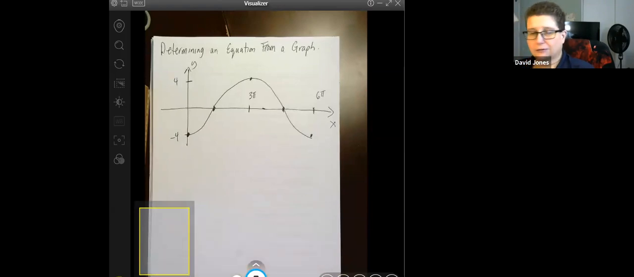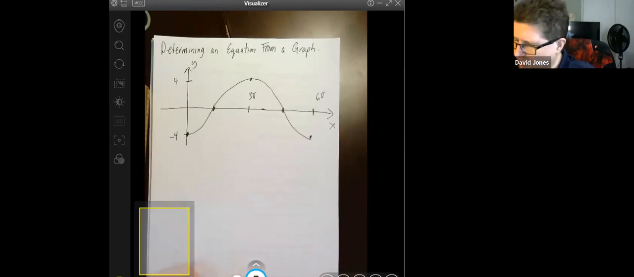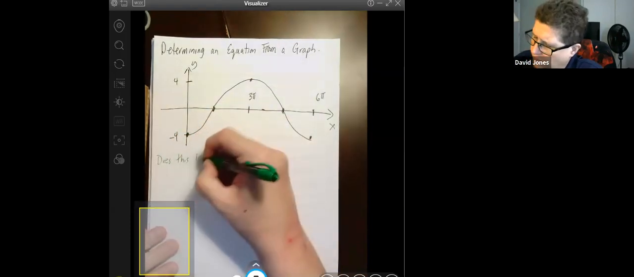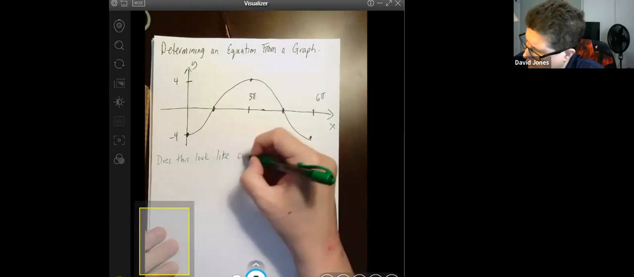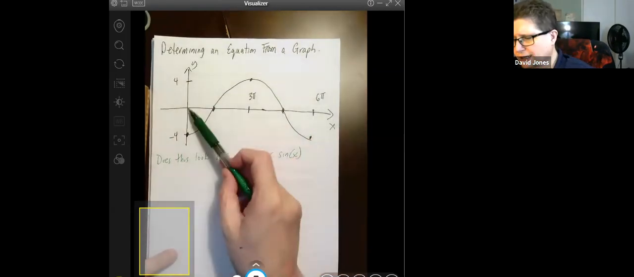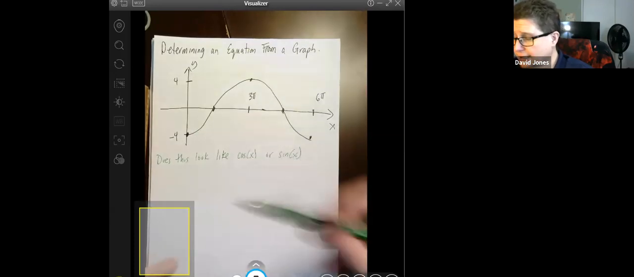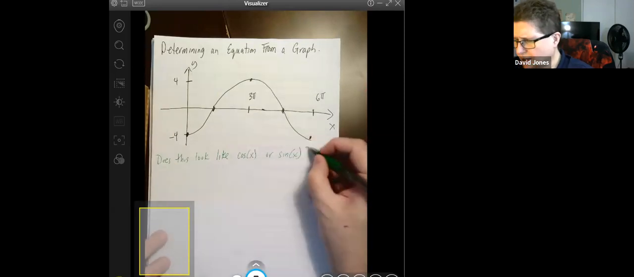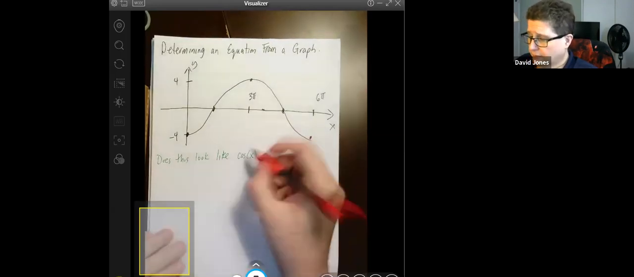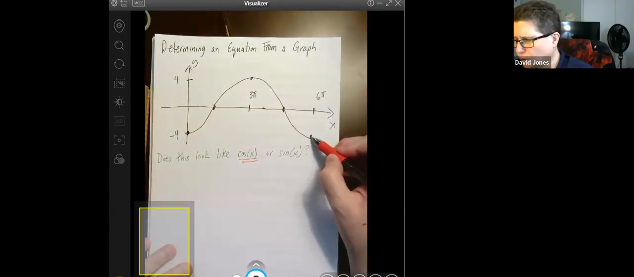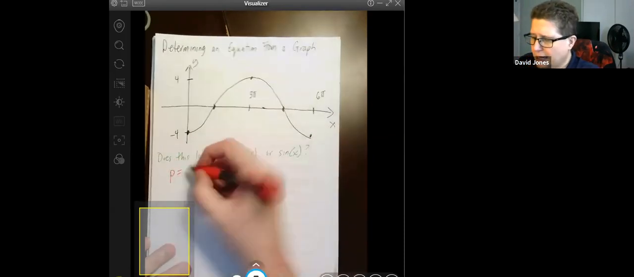Okay, so what do we have here? What should we do? First off, does this look like cosine or sine? Sine x had values when x equals 0, y equals 0. Cosine x had when x equaled 0, y equaled a. So this looks more like cosine x to me. I see at 0 it's -4, and at 6 pi, it's -4. This tells me that p is 6 pi.